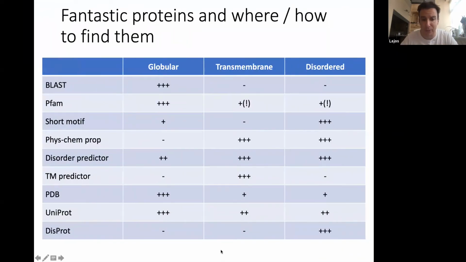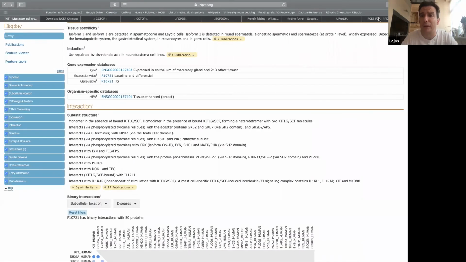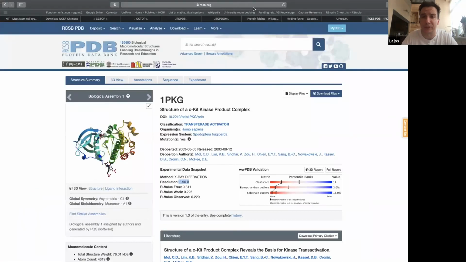And finally, there is a database for disordered proteins as well, which is called DisProt. Let me just open it instead of the PDB.